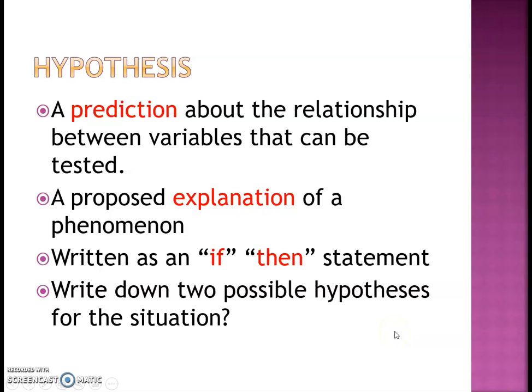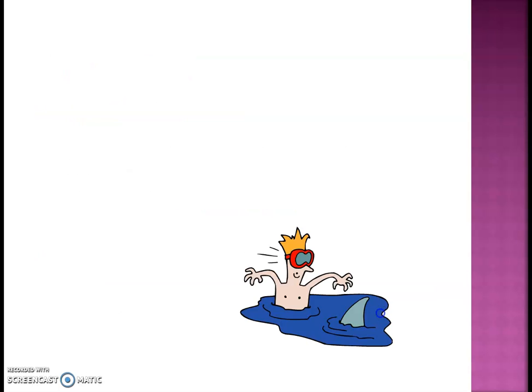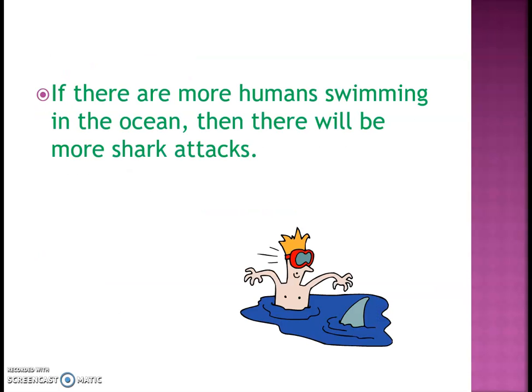Okay, so in an example, if you want to take the time, and you can type this off to the side of this slide about the situation, come up with 2 possible hypotheses for the shark attack scenario. So one that I came up with: if there are more humans swimming in the ocean, then there will be more shark attacks. Once again, you have that if, then statement. That's the only way you can identify a hypothesis.